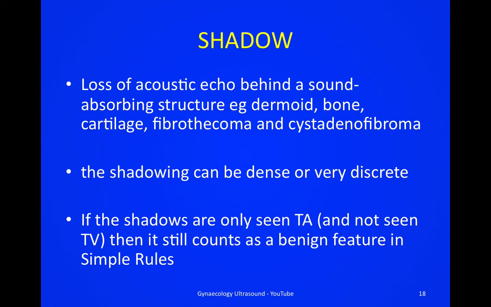Shadow is the loss of acoustic echo behind a sound-absorbing structure, e.g. dermoid, bone, cartilage, fibrothecoma and cystadenofibroma. The shadowing can be dense or very discrete. If the shadows are only seen transabdominally and not seen transvaginally, then it still counts as a benign feature in simple rules.